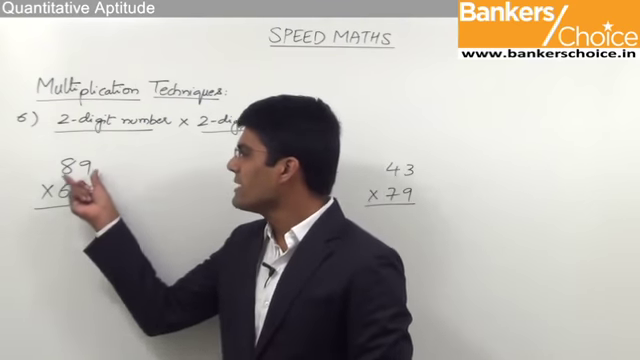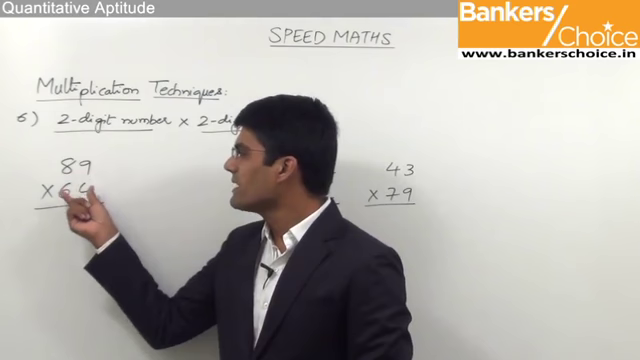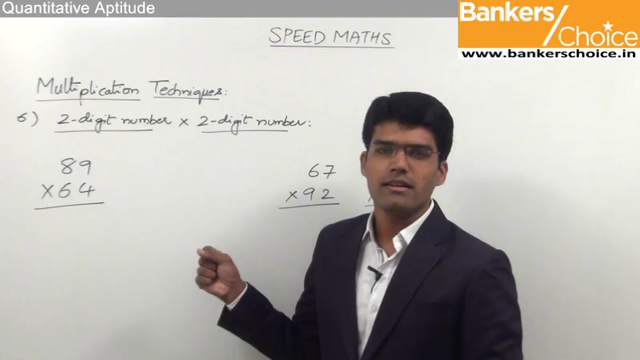Let's say we have to multiply the numbers 89 and 64. As you can see here, splitting and merging will become a little difficult. So here it is better that we follow the general way of multiplication. Now if we try to go by the general method of multiplication, it will take a lot of time. Why? Because number of steps are more.